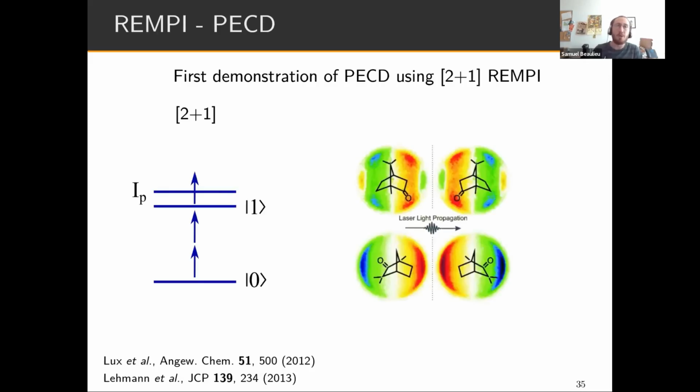So here, let me put up again a slide that you saw already. And this is the first result of photoelectron circular dichroism obtained using a resonance-enhanced multiphoton ionization scheme with femtosecond visible pulses by Lux and co-workers. And it was the first demonstration that you can use a multiphoton scheme to produce PECD.